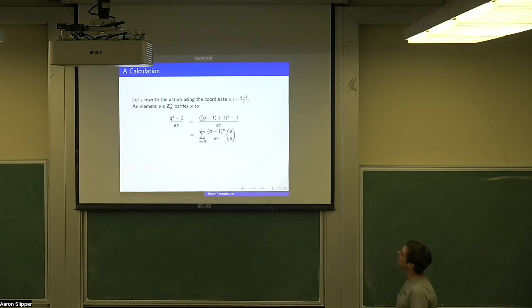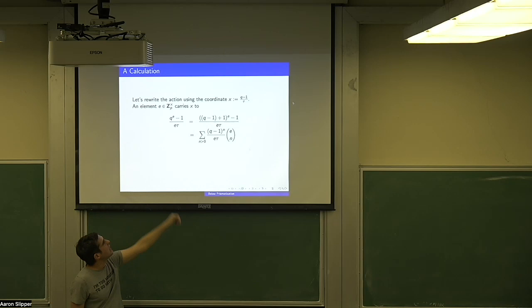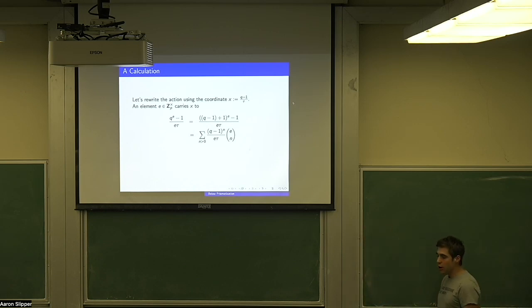And then let's expand that using the binomial theorem. So that's a sum over all n. Since I subtracted 1 there, I'll just use n greater than 0 of (q minus 1) to the n, e choose n, and that denominator e tau is still there. But now I've written it in terms of q.